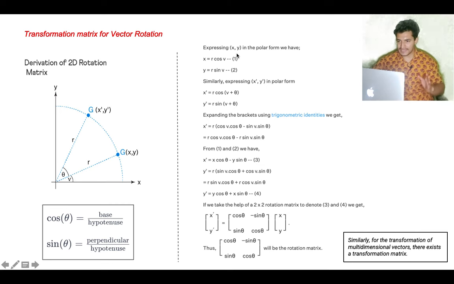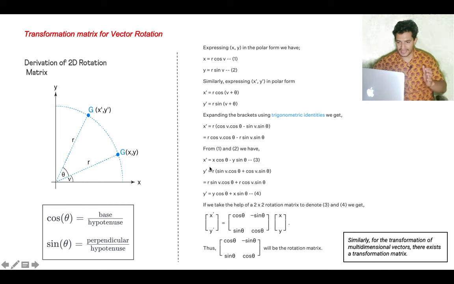So we can represent x and y in the polar form as x equal to r cos v and y equal to r sin v. Similarly, after transformation, we want x to be x dash and y to be y dash, where x dash is equal to r cos(v plus theta) and y dash equal to r sin(v plus theta). We can expand the cos(x plus y) formula and the sin(x plus y) formula. We get x dash equal to r cos v cos theta minus r sin v sin theta, and we already know x is equal to r cos v and y is equal to r sin v. Replacing that, we get x dash equal to x cos theta minus y sin theta. Similarly, y dash is equal to y cos theta plus x sin theta.